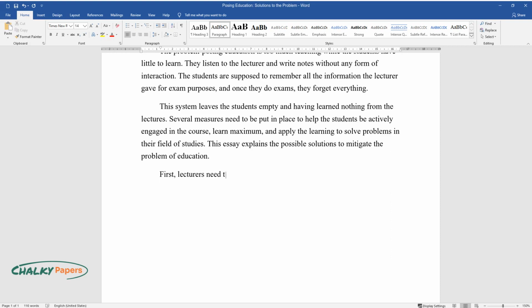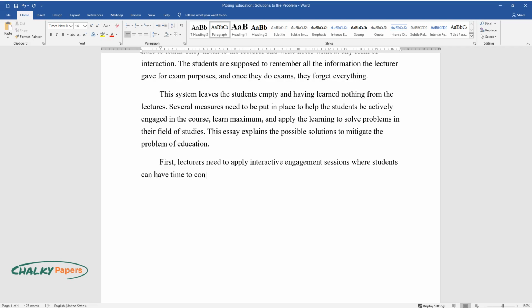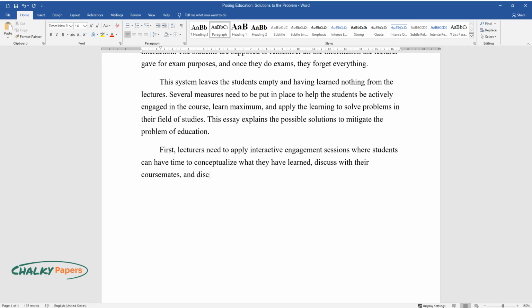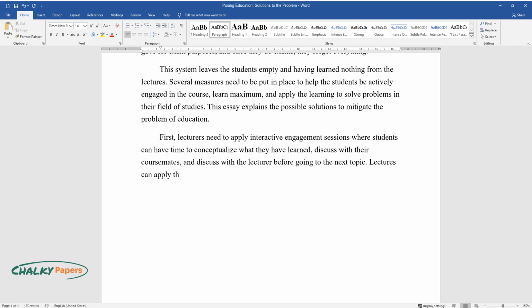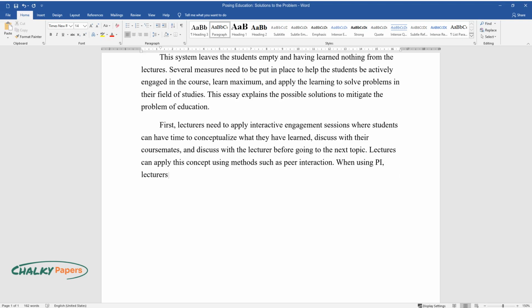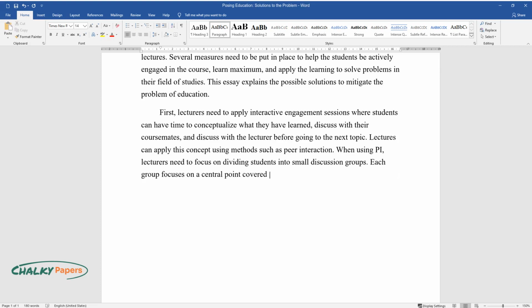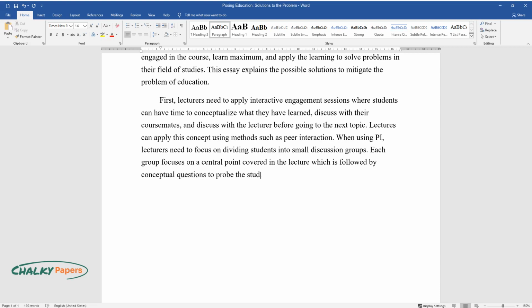First, lecturers need to apply interactive engagement sessions where students can have time to conceptualize what they have learned, discuss with their coursemates, and discuss with the lecturer before going to the next topic. Lecturers can apply this concept using methods such as peer interaction. When using PI, lecturers need to focus on dividing students into small discussion groups. Each group focuses on a central point covered in the lecture, which is followed by conceptual questions to probe the students' mastery of the topics covered.